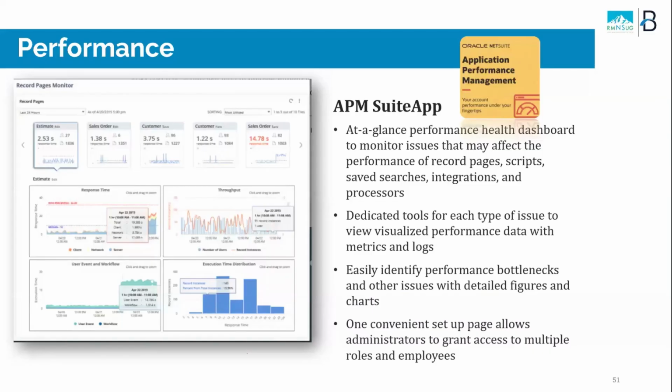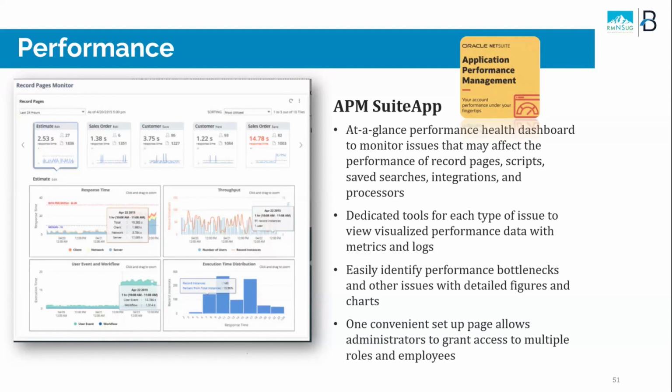For performance, Brian touched on health and performance earlier in the presentation, and NetSuite does have a suite app called APM, Application Performance Management. It's a health dashboard to monitor issues that may affect the performance of your record loads, scripts, saved searches, integrations, any processors. There are dedicated tools for each type of issue to view, visualize and monitor that performance with metrics and logs, so you can identify bottlenecks and other issues. It's really just one convenient page to give you access to multiple things going on in the system.